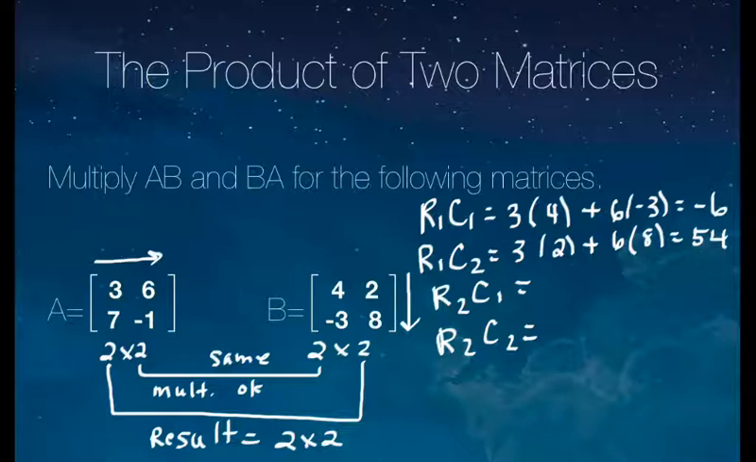So here's what we're going to do now. We're going to take row 2, which is 7 and negative 1, and we're going to take column 1 again and multiply them together. So it's going to be 7 times 4 plus negative 1 times negative 3, which is equal to 31. Row 2, column 2 is going to do what?